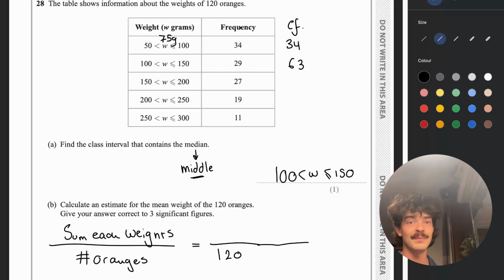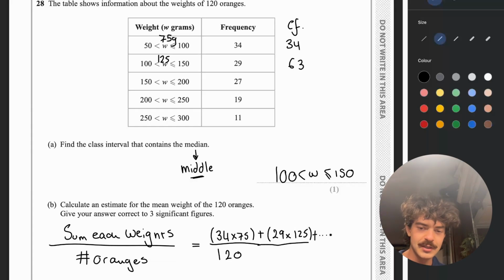It might not be true. They might all be 50. They might all be tiny, teeny, tiny oranges. But for the sake of assuming that the mean of that interval would be 75 grams, we can then assume that that's true. So if we assume all of them are 75 grams, well, we end up doing the calculation 34 times 75. And then we've worked out the weights of these 34. We then need to repeat this for each of the intervals. So next up, we've got 29 times 125, and then our last interval would be 11 times 275.